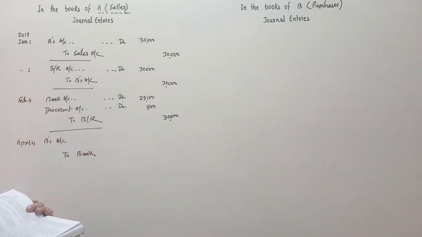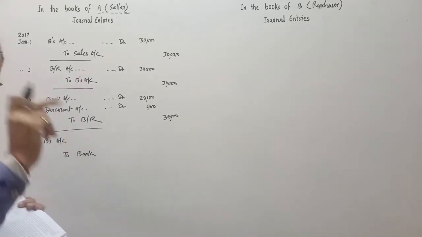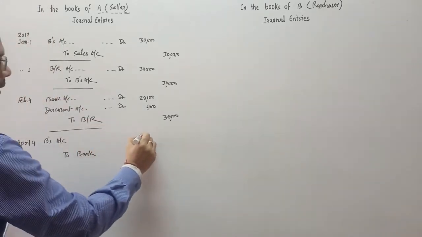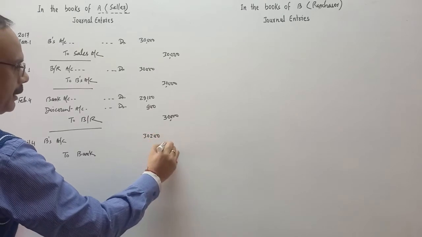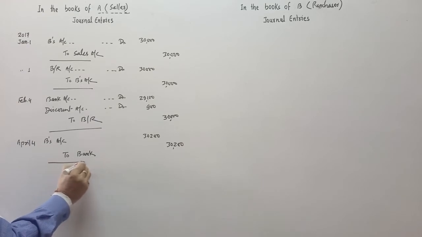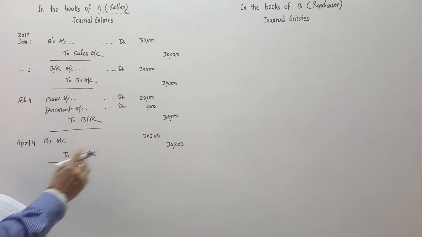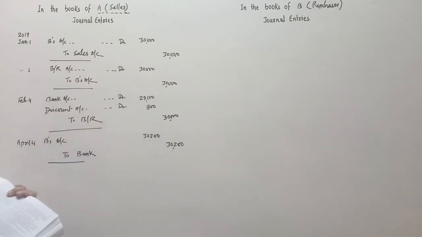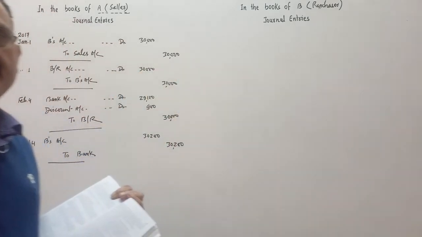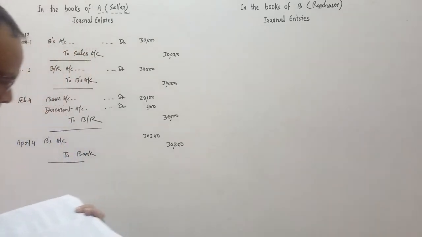It is dishonored, and noting charges are paid by the bank. Here the noting charges are paid by the bank because the bank is the holder of the bill on the due date. So the entry will be 30,200 including noting charges. I will credit the bank account including the noting charges, and this will be added to B's account, because we will finally take this amount from B. We will finally take it from B because B is responsible for the dishonor of the bill.